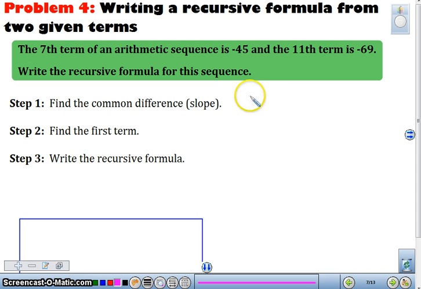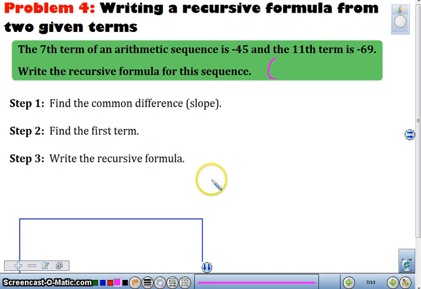Again, go back and rewrite some of these if you need to and listen to the video again. This is hard stuff. We will probably have 2 videos for this lesson again. So, writing a recursive formula given 2 terms. This is saying the 7th term in the sequence is negative 45 and the 11th is negative 65.